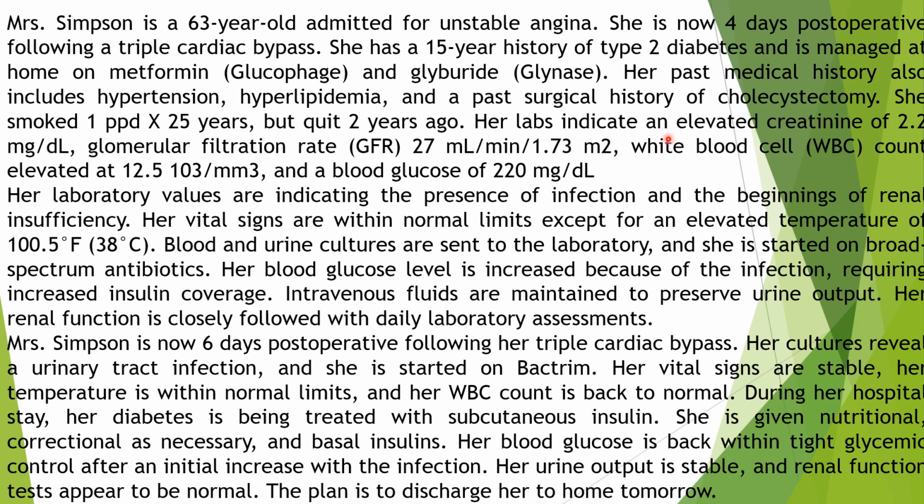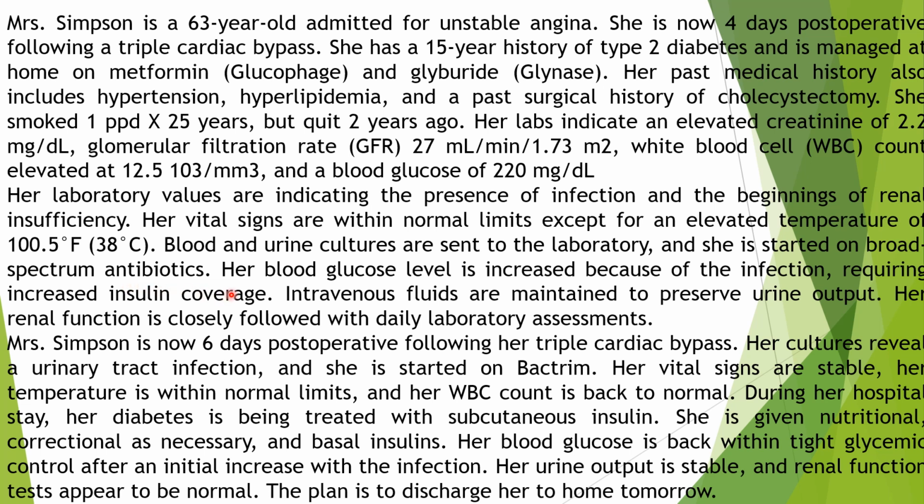Her labs indicate an elevated creatinine of 2.2 mg per dL, glomerular filtration rate 27 mL per minute per 1.73 meter square, WBC count elevated at 12.5 times 10 raised to 3 per cubic millimeter, and a blood glucose of 220 mg per dL. Her laboratory values indicate the presence of infection and the beginning of renal insufficiency. Her vital signs are within normal limits except for an elevated temperature of 100.5 degrees Fahrenheit. Blood and urine cultures are sent to the laboratory and she is started on broad-spectrum antibiotics.